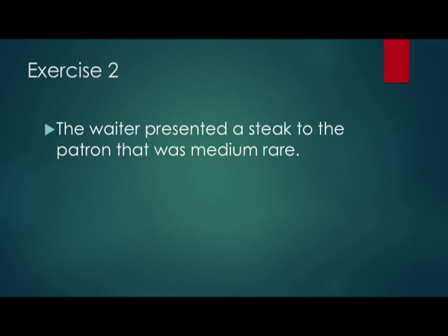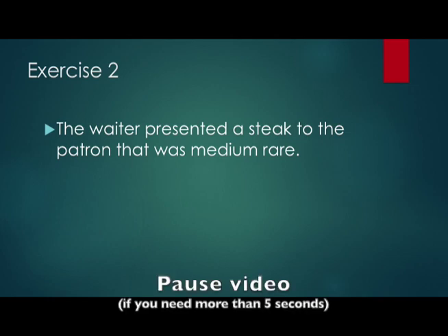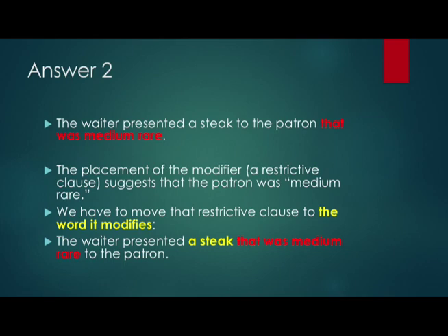Exercise 2. The waiter presented a steak to the patron that was medium rare. Here we have as a modifier a restrictive clause. Again, the restrictive clauses always begin with the word that. In this case, that was medium rare. Now, the way the sentence is currently written, the restrictive clause is following the words the patron. So remember that restrictive clauses always have to follow the word that they modify.